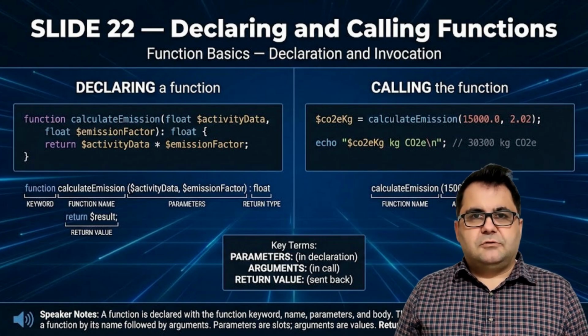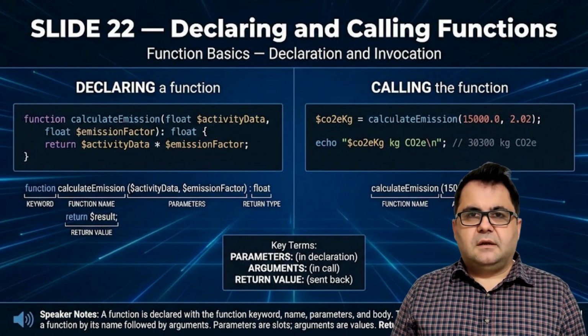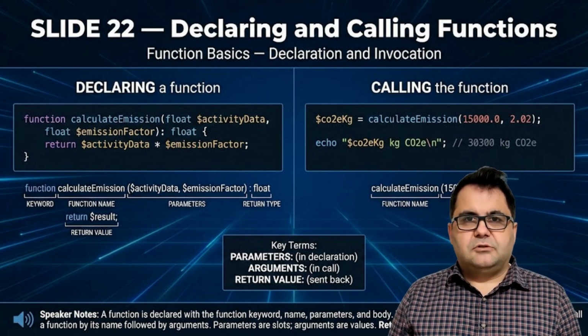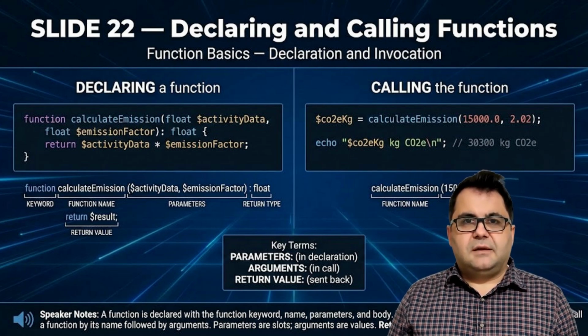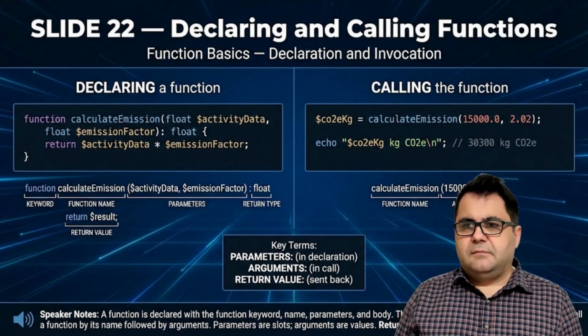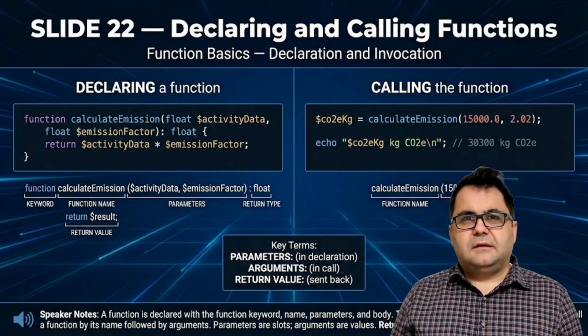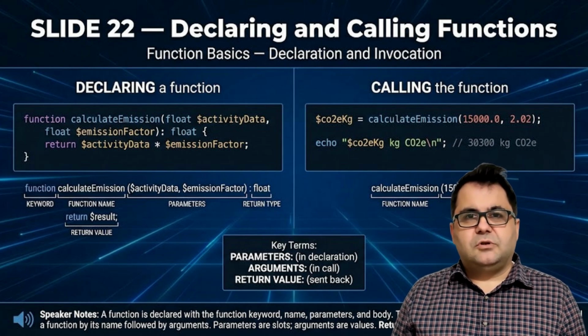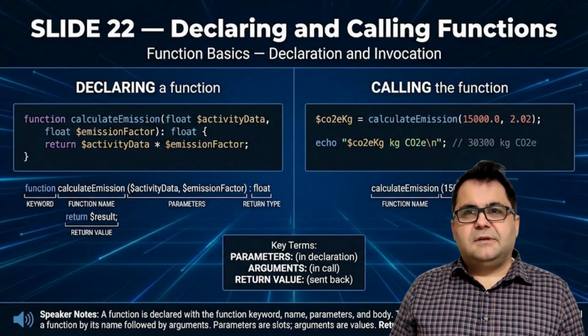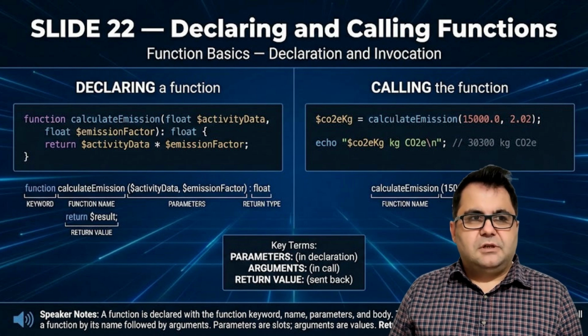Parameters are the variables in the function declaration. They're like slots waiting to be filled. Arguments are the actual values you pass when calling. The return type after the colon tells PHP what type the function will return. For calculateEmission, we accept 2 floats and return a float. This function encapsulates the core GHG formula, activity data times emission factor. Simple, but used thousands of times in our platform.